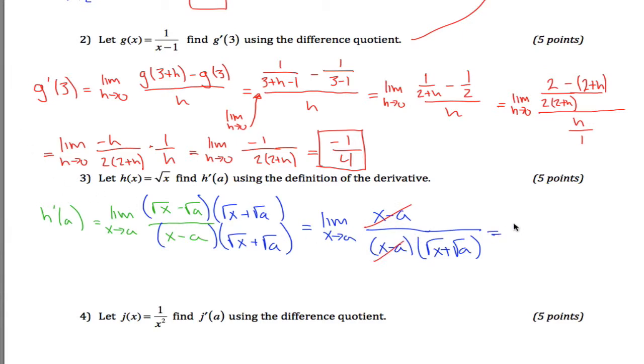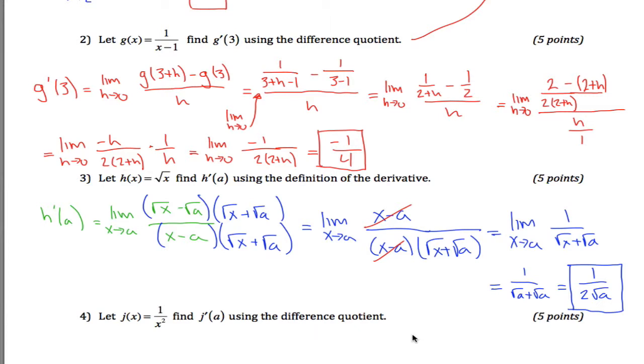And so all we're left with is the limit as x approaches a of 1 over root x plus root a. And what's kind of nice is this is a limit we can evaluate. Change all the x's into a's, and we get 1 over root a plus root a. In other words, 1 over 2 root a. Either of these are fine. This is a more simplified form. So I'll put my box around that one and call that the answer. h prime of a is this guy.